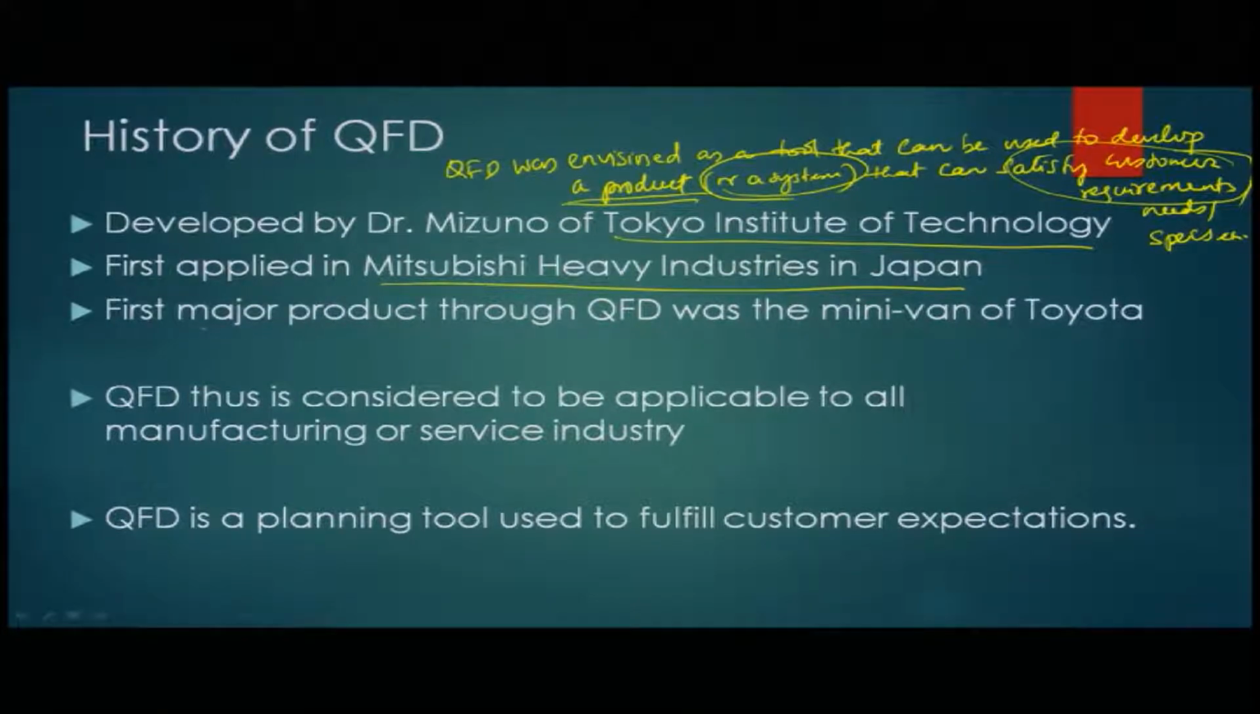The first major product you can think of as a system also, because an automobile can be considered a system, developed through QFD, quality function deployment, was the Toyota minivan, and it went on to become a very popular product in the world. It had a lot of customer requirements from avid users of minivans, and a lot of their requirements were satisfied as part of this. Hence QFD is considered to be applicable to all manufacturing or service industry.